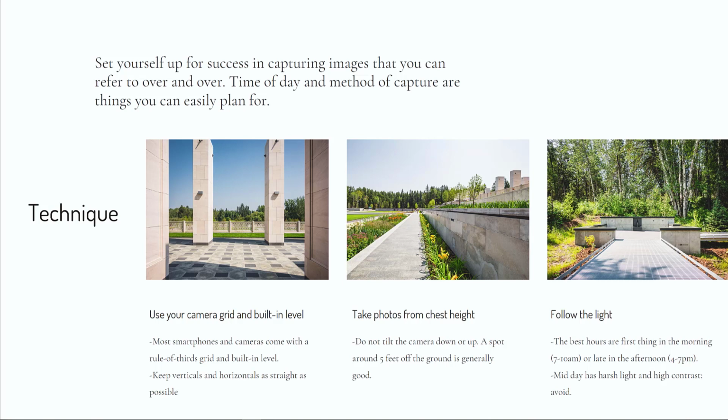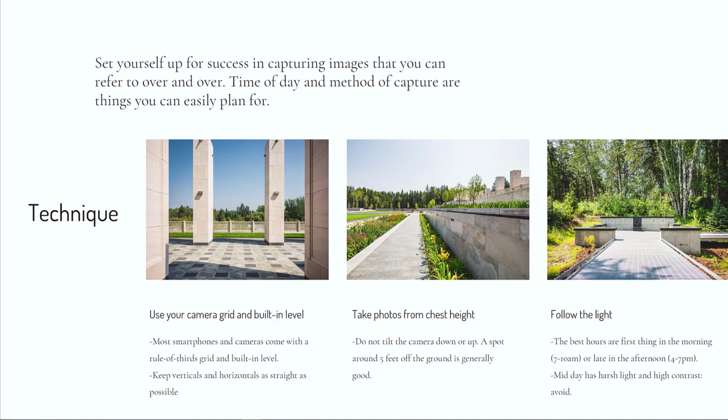Another tip is to take photos from chest height. Don't tilt the camera up or down, holding it over your head or below you. Try to aim for a spot around 5 feet off the ground. This is usually a height that enables you to shoot straight on and get a horizon line that makes sense and that is easy to keep horizontal.